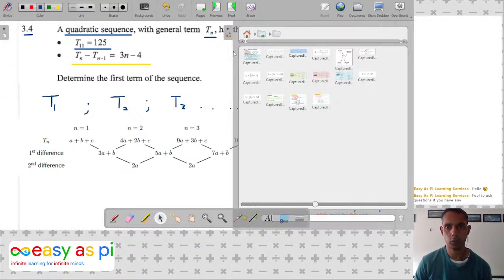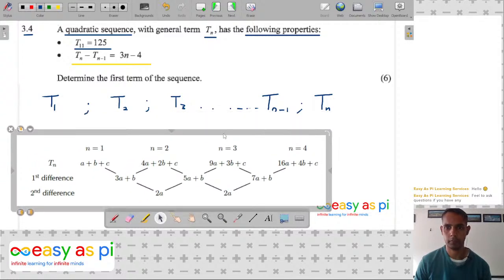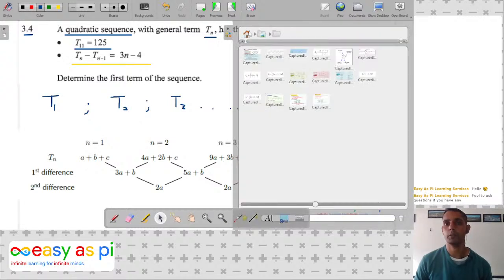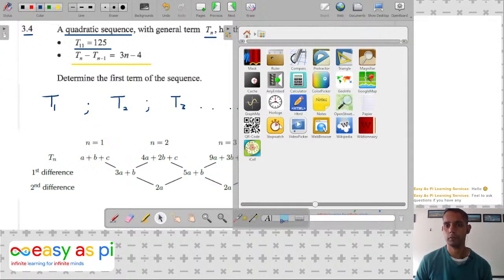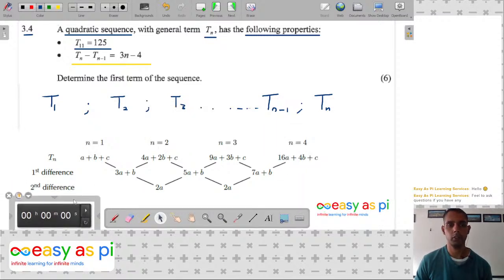Here is the information for constructing a quadratic sequence. Now this is a 6-mark question, which means you need to give this a bit of thought. And here's what we're going to do. I am going to give you roughly 3 minutes to have a go at this, and then we will discuss it. Okay, streaming, and go, have a go. Write down whatever you think comes to mind. Let's see if we can get as close to the answer as possible.